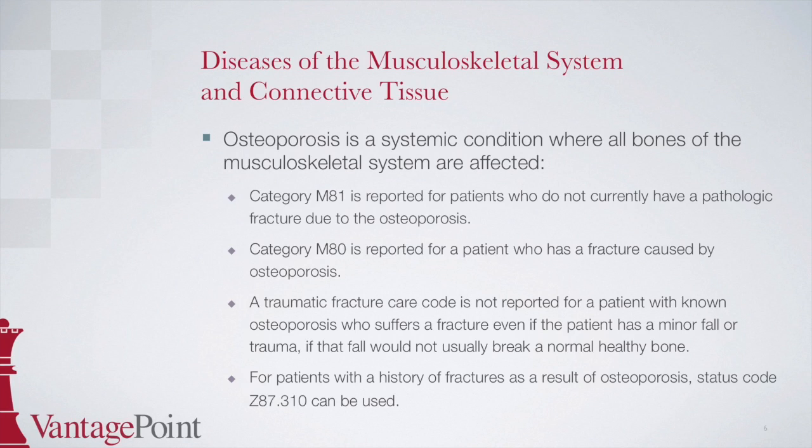If the patient with osteoporosis was in a bad car accident and broke their pelvis, then this would be coded as a traumatic fracture, not a pathologic fracture. If the patient has a history of osteoporosis-related fractures, Z87.310, personal history of osteoporosis fracture, can be used.